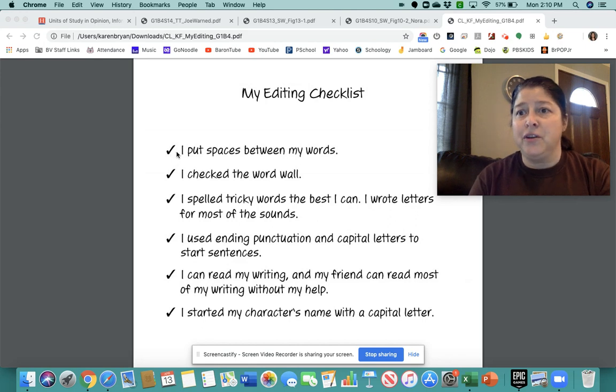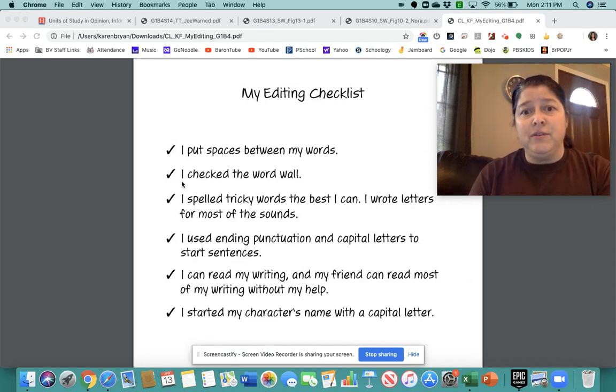Did you make sure that you have spaces in your writing between your words so that you and other people can read it? I've given you a couple of word walls in the writing folder that you could use. And remember, checking the word wall is a good thing to make sure we're spelling words correctly. But if we're not sure and we don't have a word wall, we can sound out and tap out all of the sounds in the word.